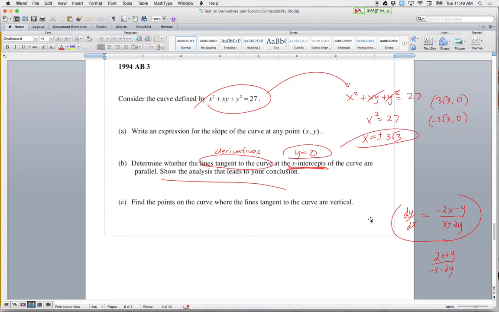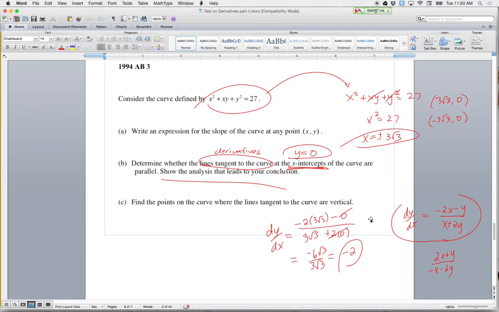Now, you don't even need to do that, and I'll show you why. So when you get dy/dx, plug in, let's do the positive 3 root 3 first. So we're going to have negative 2 times 3 root 3 minus 0 over, plugging into the derivative, 3 root 3 plus 2 times 0. What you end up with here is negative 6 root 3 over 3 root 3. These just cancel, those are zeros. And what do you end up with? Negative 2.